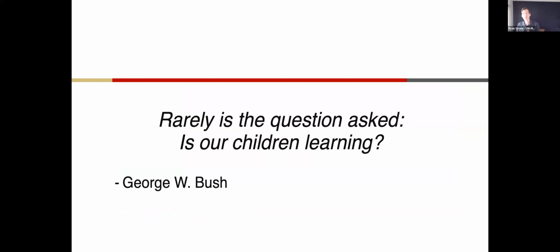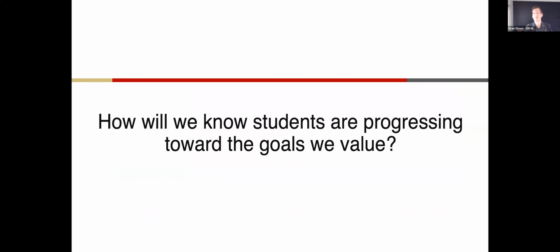I think in chem ed research, we ask this question pretty frequently. It's possible in some spaces it isn't asked as much, but this notion of are students progressing towards the performances that we value is at the core of a great amount of what we do as chem ed researchers and as educators. So I might reframe George W. Bush's quote in this way: how will we know that students are progressing towards the goals we value?